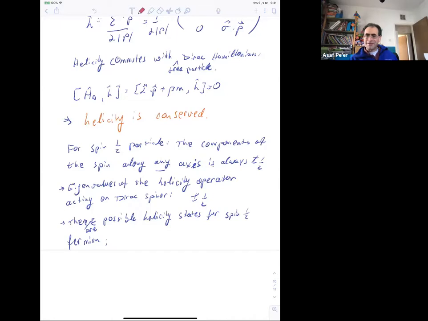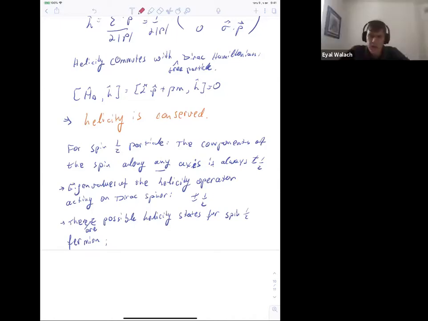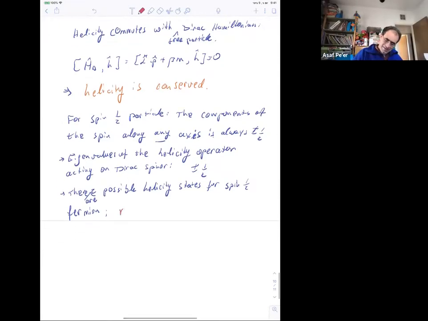No? Come on, are they called right and left? Yes, very good. It's called right-handed and left-handed. Well, these are the technical names, helicity states. Now there is one important point here. Right-handed is the positive one, lambda equal to plus 1/2, and left-handed is the negative one. I'll show it to you in a second.